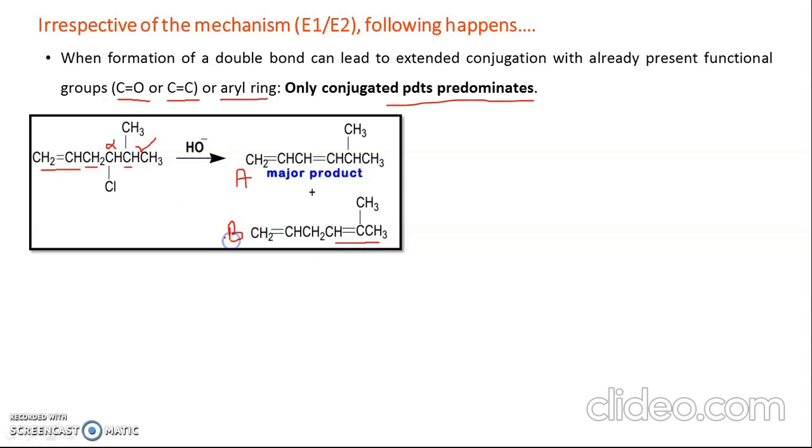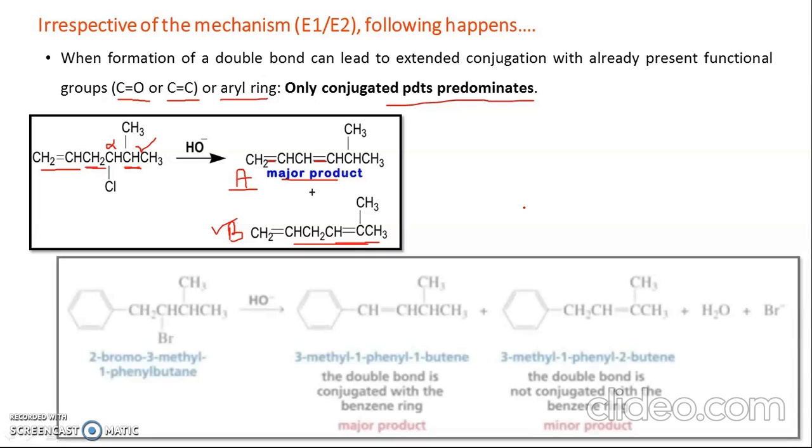So B product, how are you getting it? By removing the beta hydrogen from the right hand side. But if you remove the beta hydrogen from the left hand side, you will get A. Now why is A the major product? Because of the conjugation that is present in this molecule. This type of conjugation is not present in the product B. So that is why A will be predominating over B, because of the conjugation. So this is the first case.